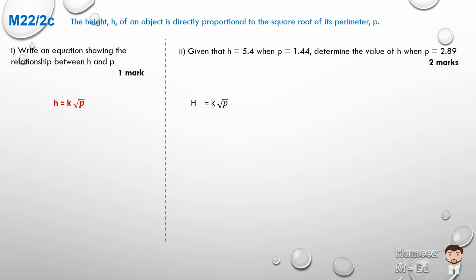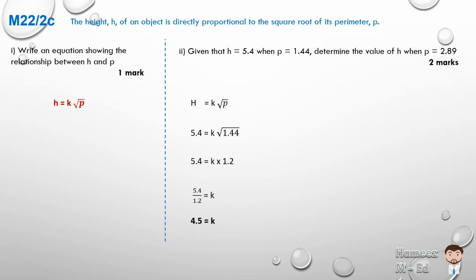So let's substitute. 5.4 is equal to k times the square root of 1.44. So 5.4 is equal to k times 1.2. And if you want k alone, we carry the 1.2 across, so it will be 5.4 divided by 1.2. So k, the constant of proportionality, is equal to 4.5.